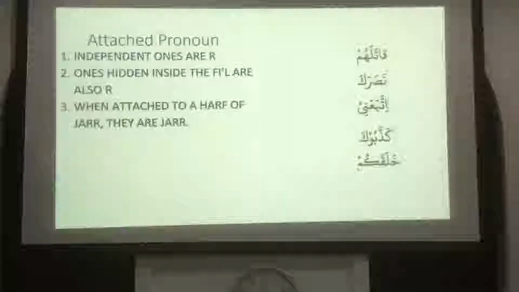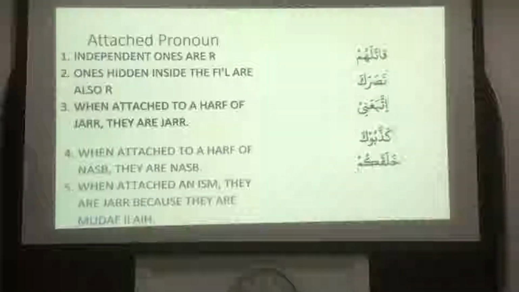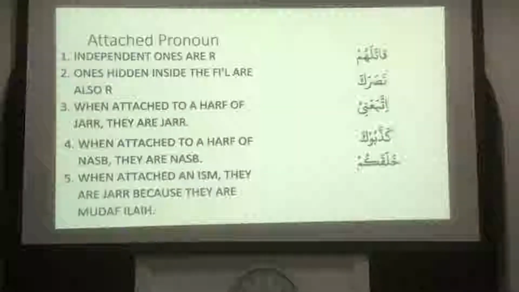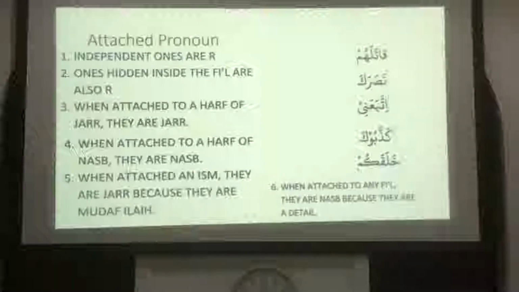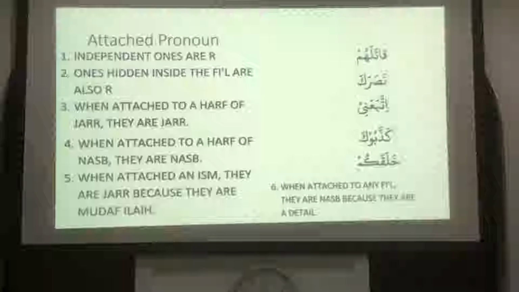Once hidden inside the fail, like the chart we remember, nasara, nasarat, nasaru, all these are inside there, also rafa, because they're doing something. He helped, she helped, all this. When attached to a harf of jar, we already learned it, this is jar. Then when attached to a harf of nasab, it's nasab. We learned that one, innaka, annaka. When attached to an ism, they are jar because they are mudaf ilayh. And the sixth one, when attached to any fail like this, they are nasab because they are the detail. So who did he help? Who did he follow? Who did he make a liar of? All this answer is going to be detail.